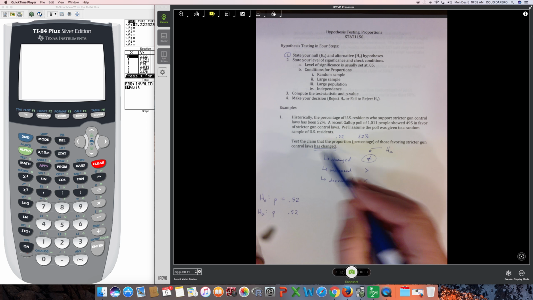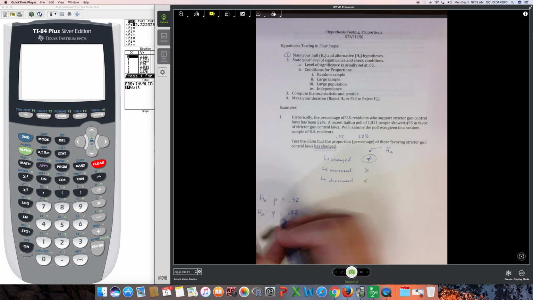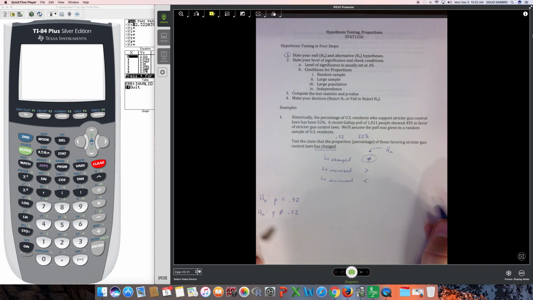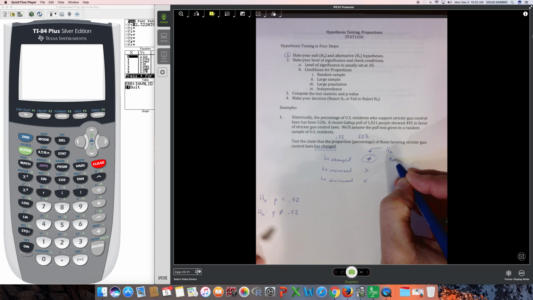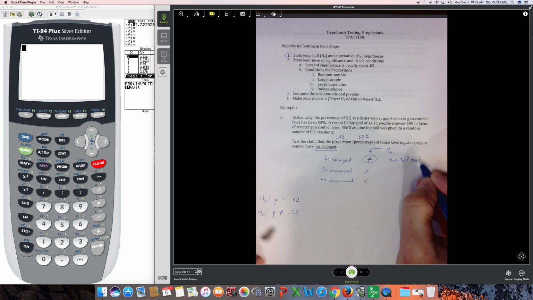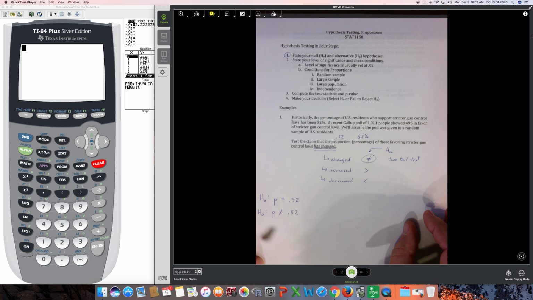So this is just a generic has changed. So we're going to do what's called a two-tailed test, a not equal to. Okay? I've covered this before, and I'll give you an illustration here in a few minutes why we call it a two-tailed test.